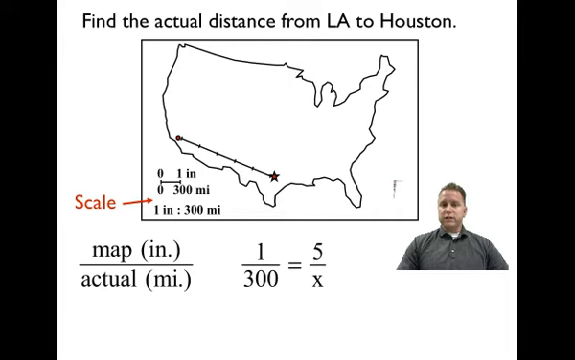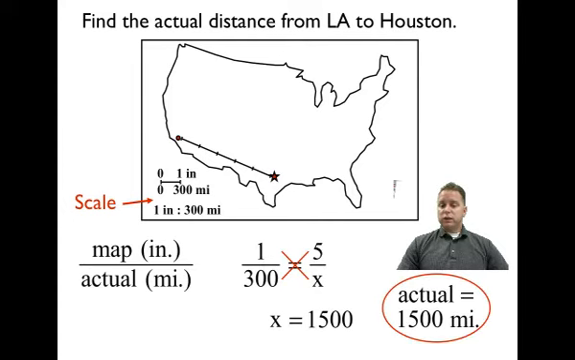So would you please solve this? Okay, so when you cross multiply, you get 1 times x is 1x, 300 times 5 is 1500, and we're done. So the actual distance in real life is 1,500 miles. I don't know if that's accurate or not, but it sounds good. Sounds about right.